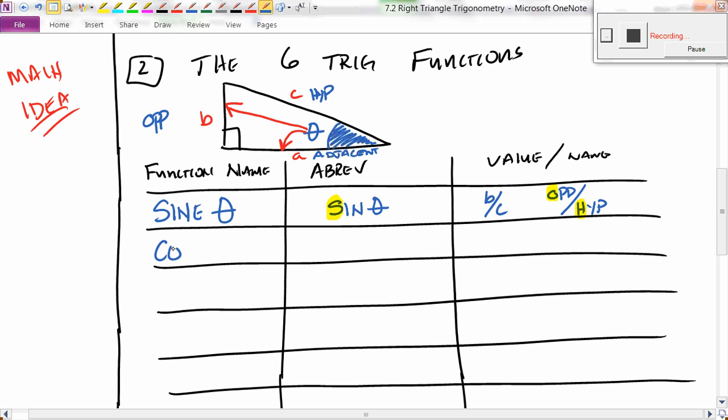The next one is called cosine. Cosine of theta. Now, does anyone know why the co is in front of the sine, and where that comes from?